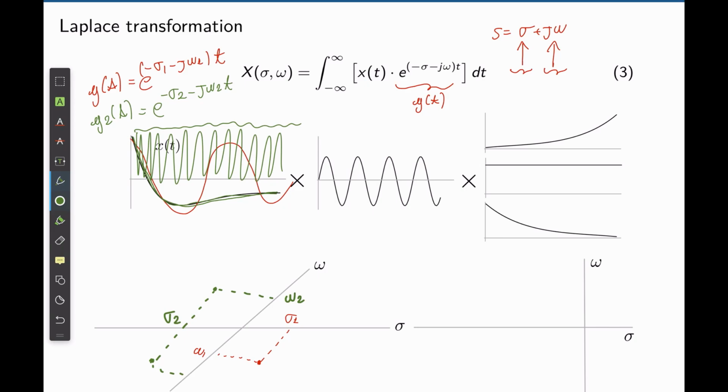Now let's give our graph here a third axis, and let's call this axis X of sigma omega. That is the magnitude of equation 3.